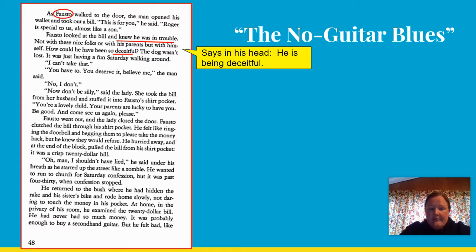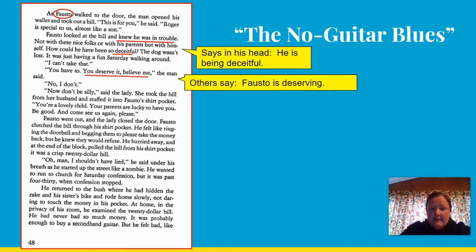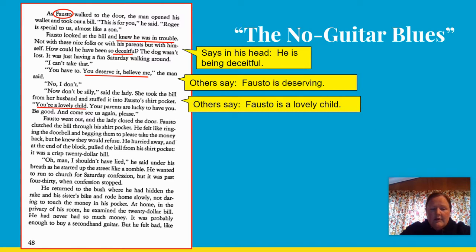"I can't take that." "You have to. You deserve it. Believe me," the man said. "No, I don't." The others say that Fausto is deserving of the money. "Now don't be silly," said the lady. She took the bill from her husband and stuffed it into Fausto's shirt pocket. "You're a lovely child. Your parents are lucky to have you. Be good and come see us again, please." The woman in the situation says that he's a lovely child.